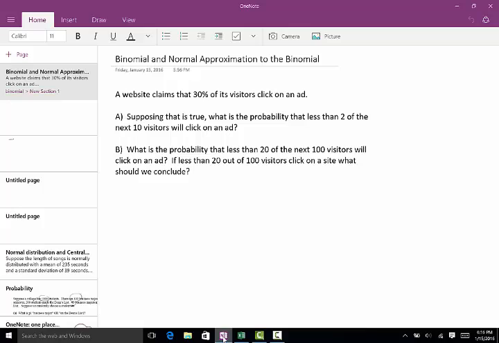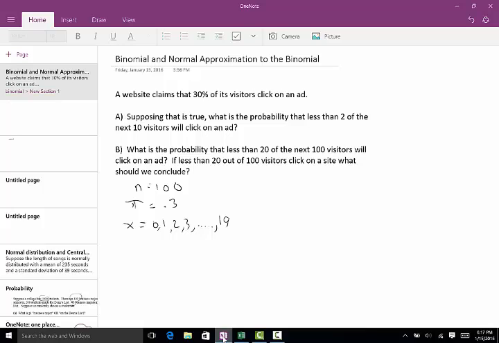Part B, of course, is quite similar. N is 100. Pi, 30% chance of success for each individual. X, go slowly, less than 20. 0, 1, 2, 3, 4, 5, 6, 7, let's see, not 20, up to 19.